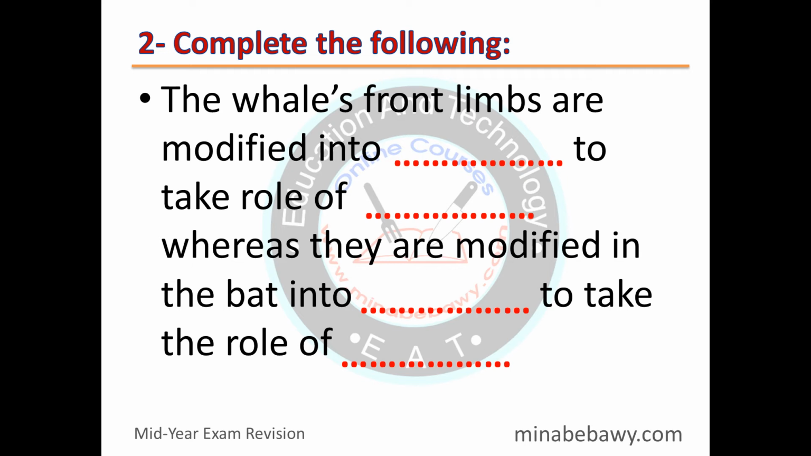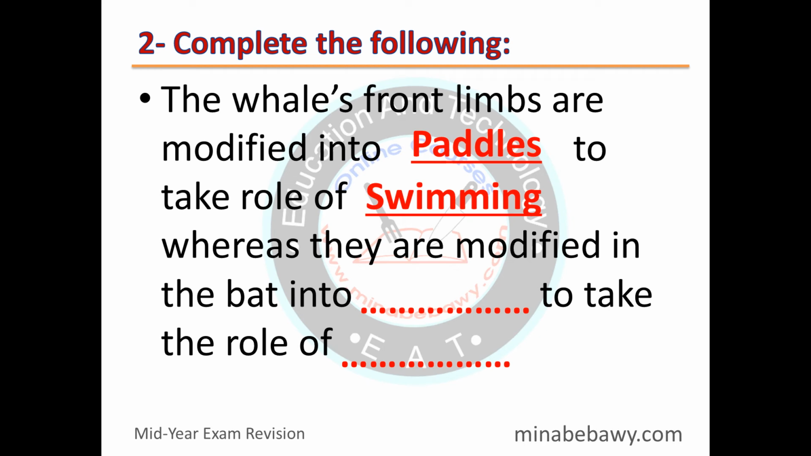The whale's front limbs are modified into paddles or fin-like structures to take the role of swimming and diving, whereas they are modified in the bat into wings to take the role of flying.